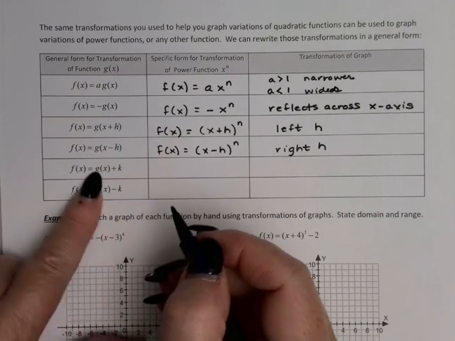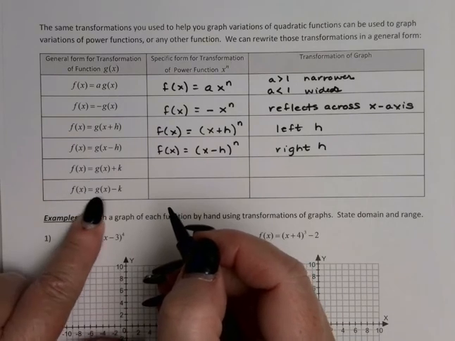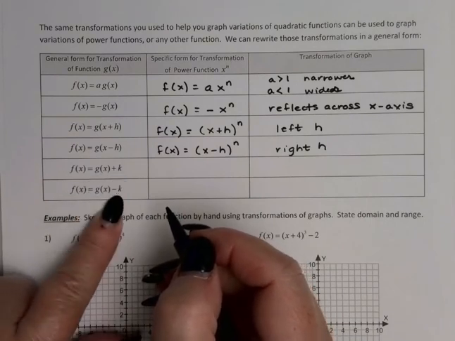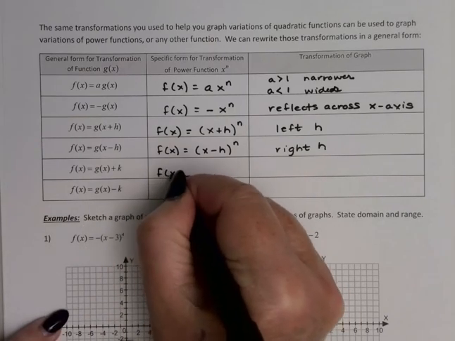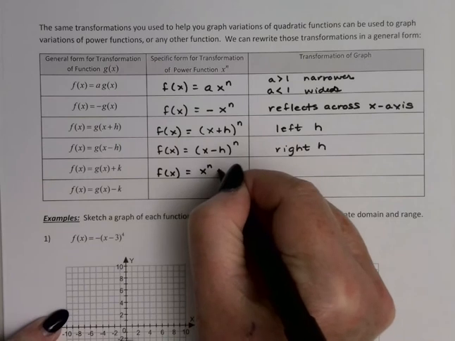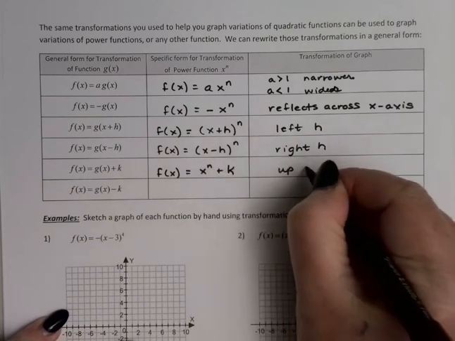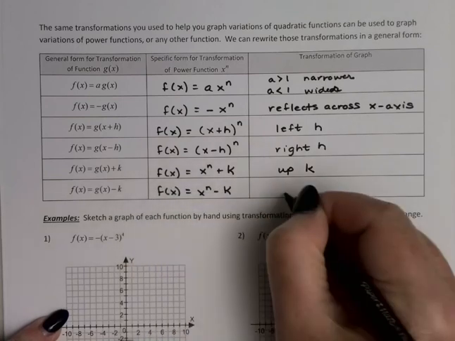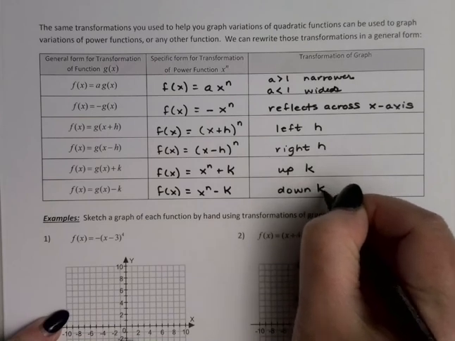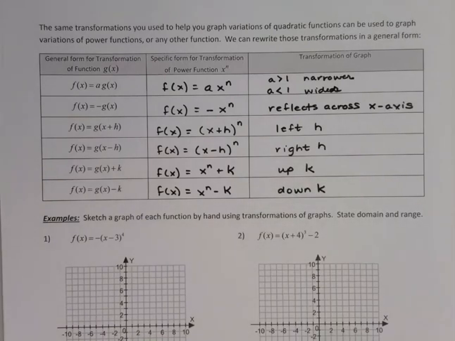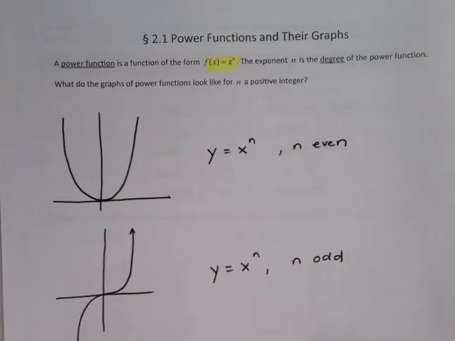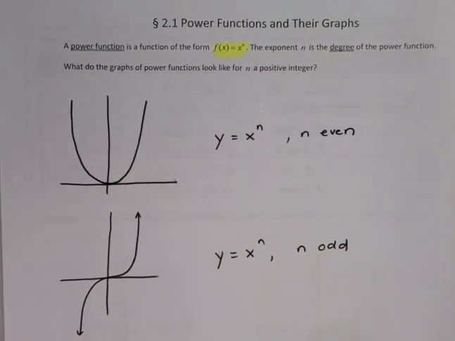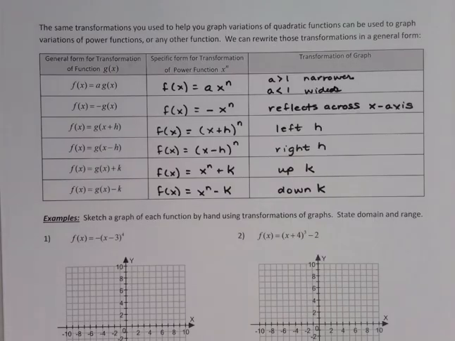If I add or subtract a value to the function itself, not the x, but the whole function, that shifts things up and down. So the power function form of those would look like x to the n plus k, which would move our graph up k, and x to the n minus k, which would move our graph down k units. So the same transformations that applied to the x squared graph, the parabola, are going to apply to our power functions. And we'll apply those shifts to these shapes, these parent functions.